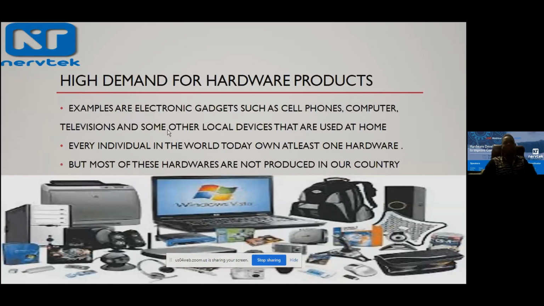When I talk about high demand for hardware products, if you look around us today, almost everybody wants to own a cell phone. No matter the age, you have kids from 12 years and above who want to own a cell phone. Computers, we also have laptops that are being produced out there, and many Cameroonians want to own them. Basically, everybody wants to own at least a laptop. We also have fans to at least solve the climatic problems in our homes. So there is that desire for hardware products in our homes. Every individual in the world today owns at least one hardware product.